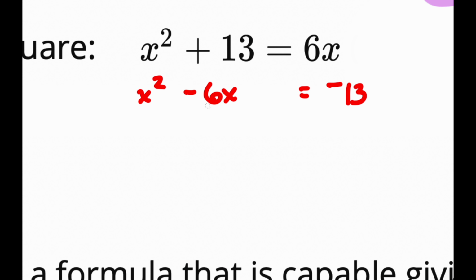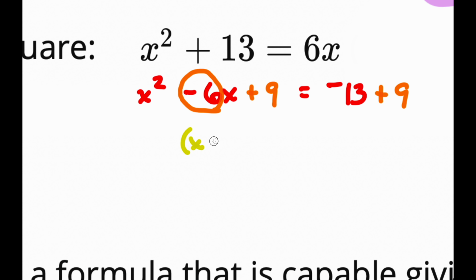From here, I'm going to divide this by 2 and square it. So it's negative 3 squared, that's positive 9. And if you add 9 on one side, you equally have to add 9 to the other to keep everything balanced. The equal sign means you have to keep everything equal on both sides. What you do to one side, you equally have to do to the other.